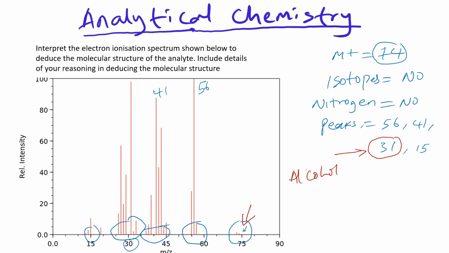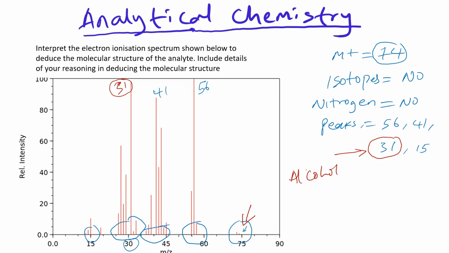Right, and it's probably a primary alcohol because the peak at 31 is abundant. If it is a secondary alcohol, it won't be that abundant. It might be prominent, but not as abundant as for a primary alcohol. Okay, so this is basically a primary alcohol.